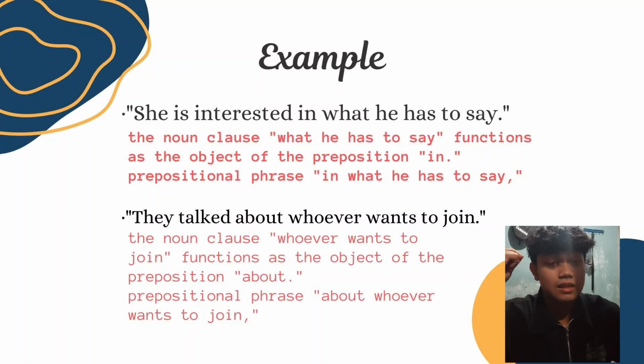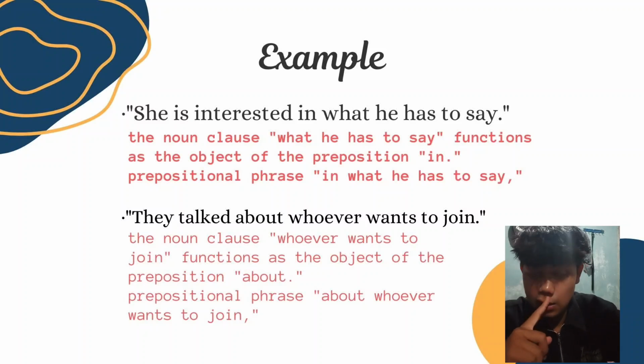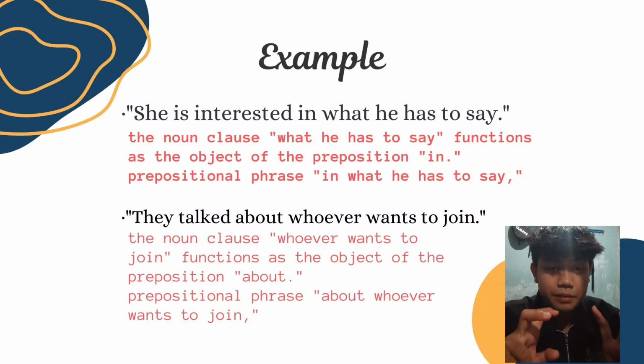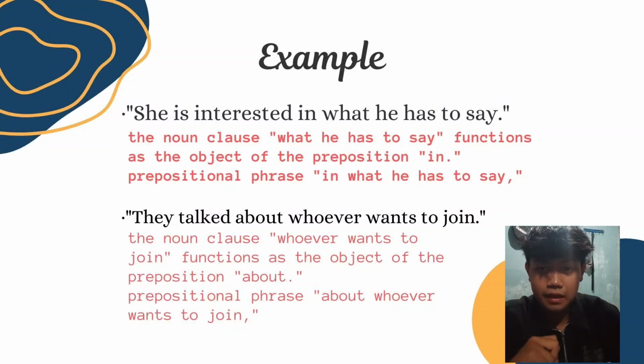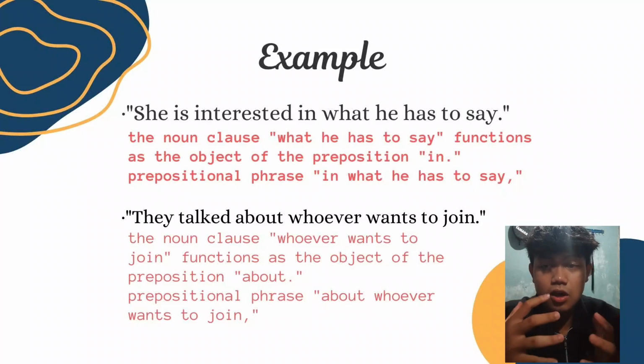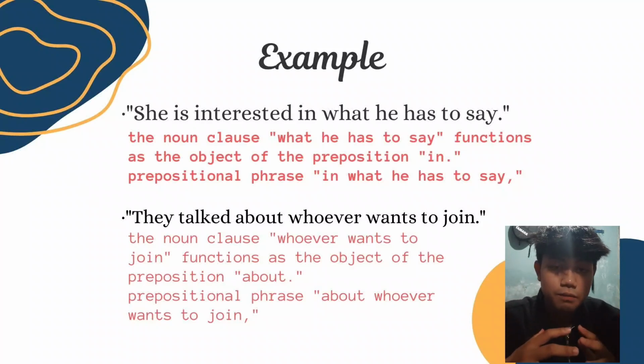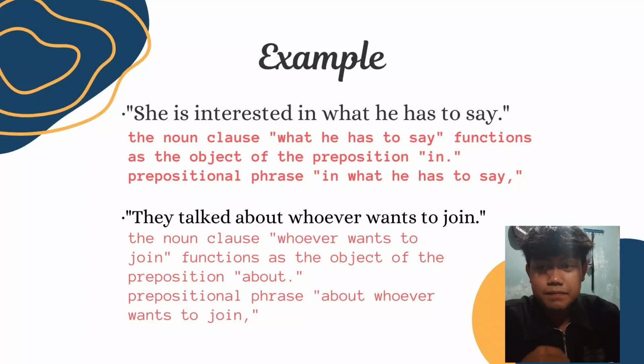In the sentence, the noun clause what he has to say functions as the object of the preposition in. The entire clause serves as the object within the prepositional phrase in what he has to say, indicating the subject of her interest. It replaces a typical noun or pronoun that would function as the object of the preposition.